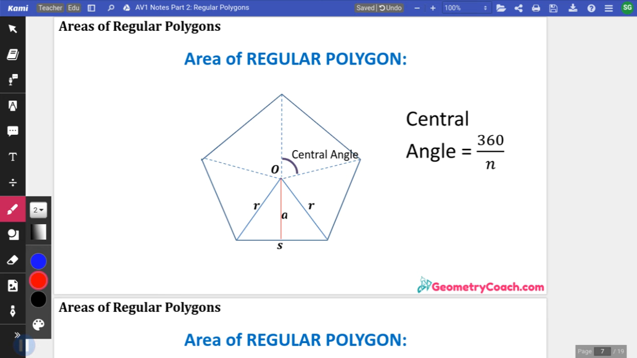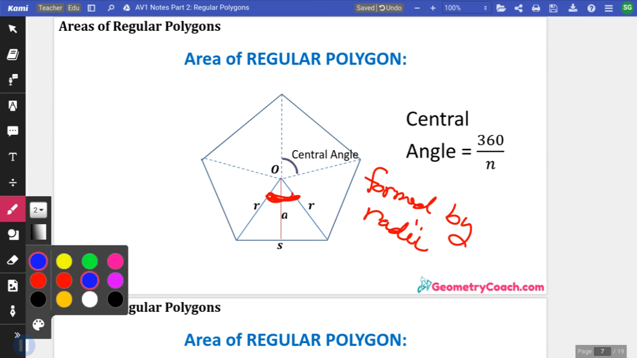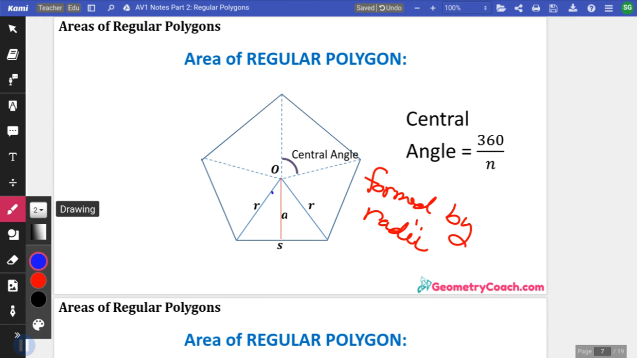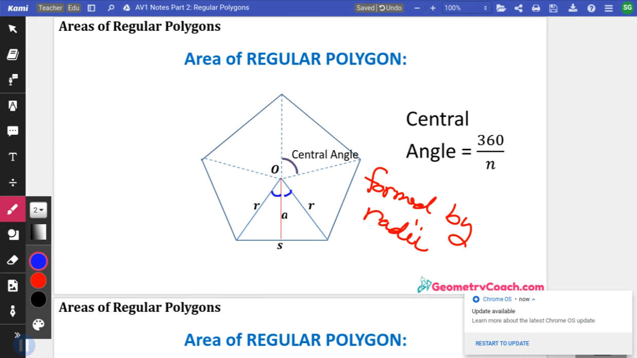Right here we talk about the central angle. That is just the angle that's formed by the radii. Not the apothems, just the radii. So in this angle here, where we have the apothem, that central angle is split, and it is split equally. So both of those are going to be the same. So that's half of a central angle.